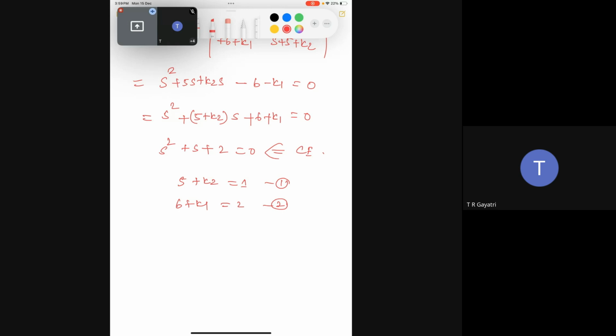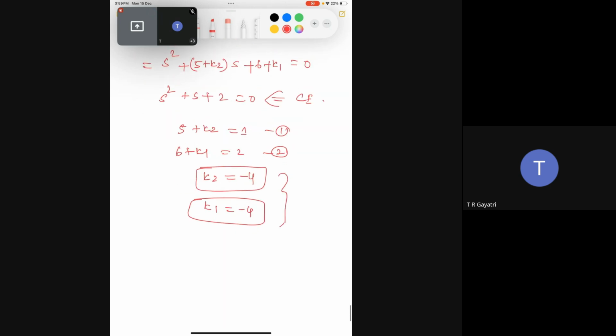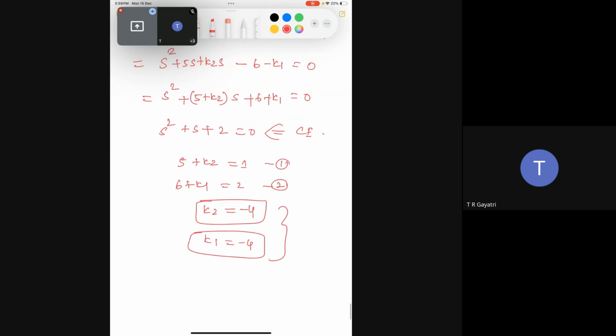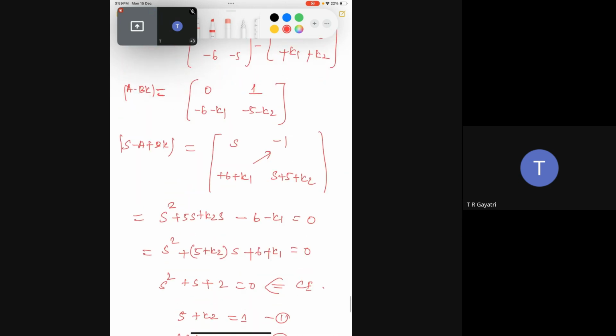Okay, straightforward. K2 is equal to minus 4. K1 is also equal to minus 4. Just see if I have missed something.